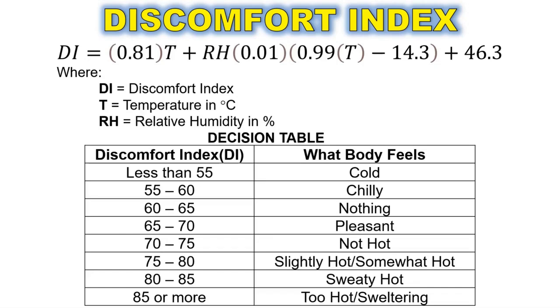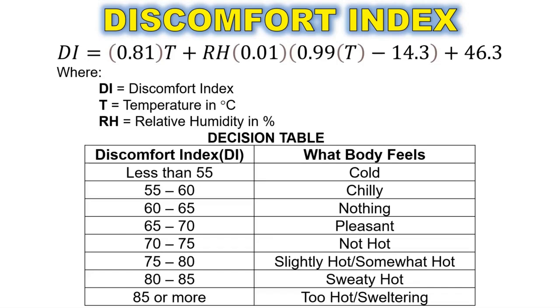To interpret the meaning of the computed discomfort index, we use the decision table below. If the calculated discomfort index is less than 55, our body will feel cold. If it is within the range 55 to 60, we feel chilly. If it is within the range 60 to 65, it is nothing. If it is within the range 65 to 70, it is pleasant.